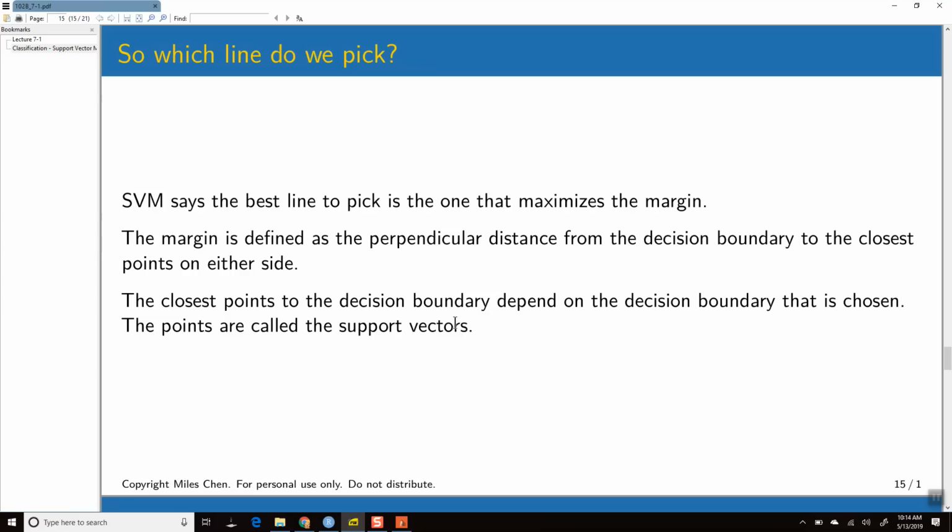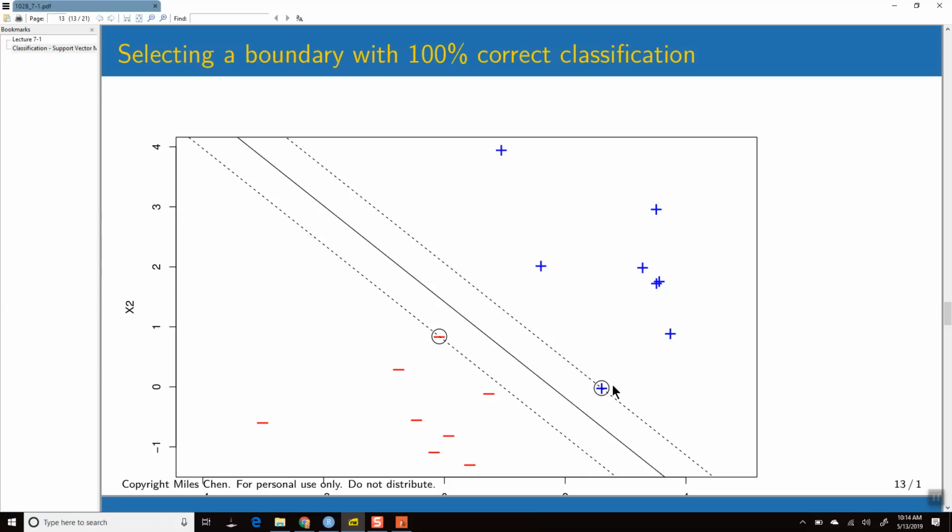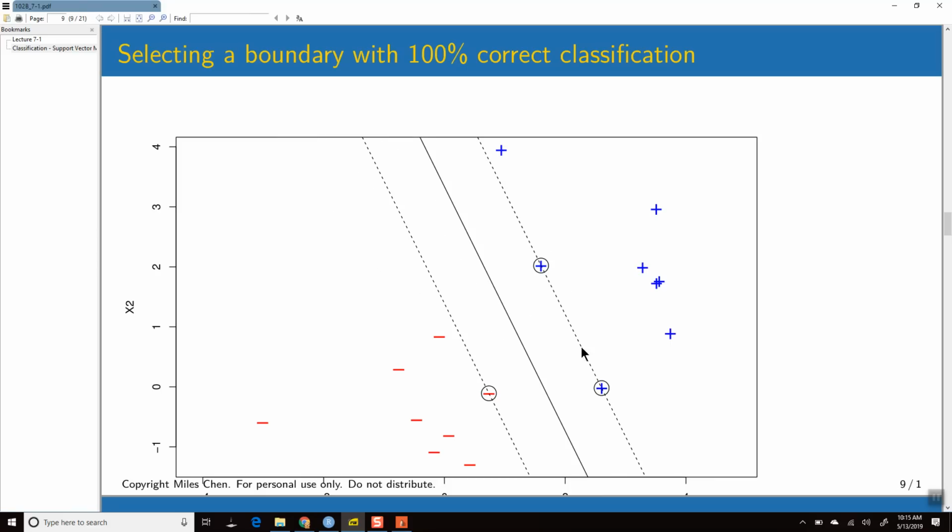The margin is defined as the perpendicular distance from the decision boundary to the closest points on either side. And as we saw, the closest points to the decision boundary depend on the decision boundary that's chosen. In our case, these 3 points are the ones closest to the decision boundary, and these are actually the ones that define the decision boundary. Once you have these 3 points, the other points don't even matter, and these are known as the support vectors. Because we think of the points in higher dimensionality, more than 2 dimensions, we can think of these as vectors in space.